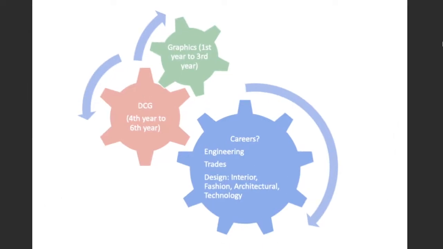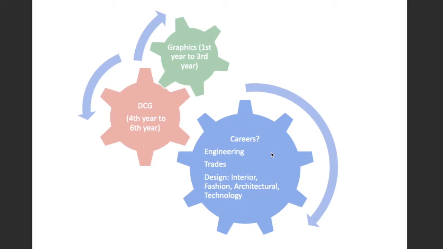Graphics is studied at junior cycle level. So first year, second year, third year, you study graphics. Then at leaving cert level, so fourth year, fifth year, sixth year, you can study DCG. DCG stands for Design and Communication Graphics. So it's the kind of next level up from graphics. That subject can lead you on to a career.